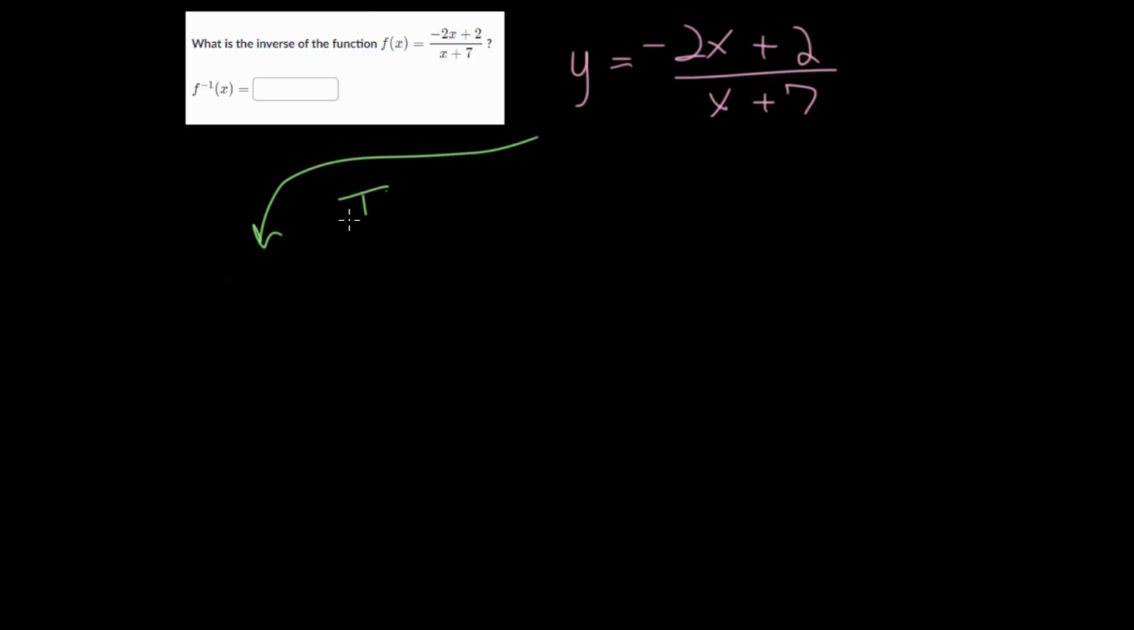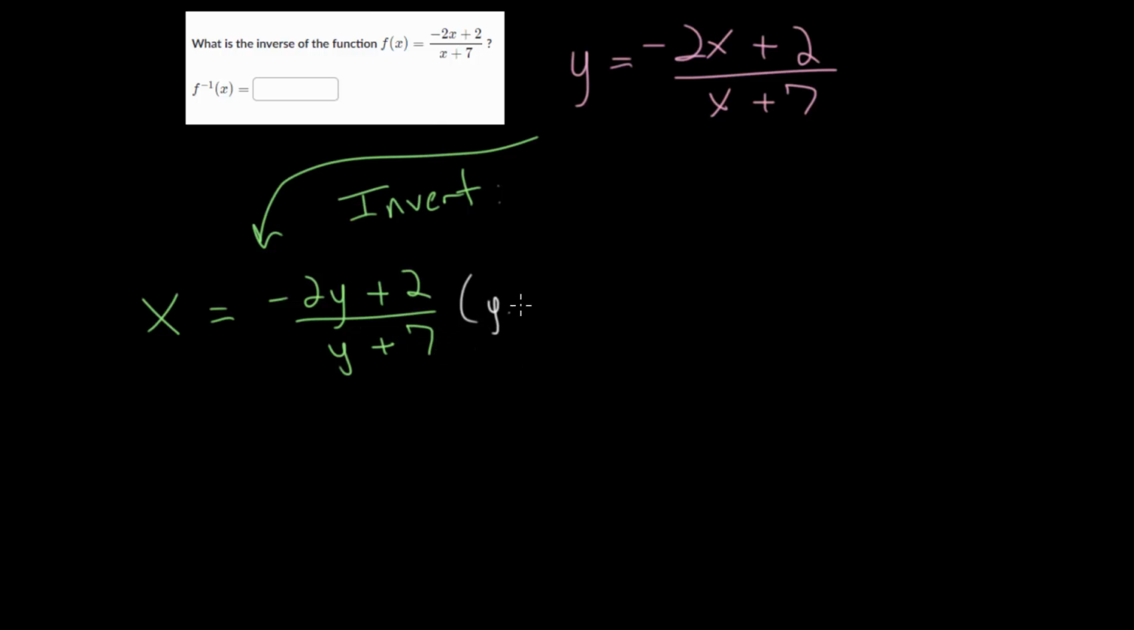So we can say this is our inversion process. We are inverting the function. So we get x is minus 2y plus 2, all divided by y plus 7. And let's solve for y. We're going to multiply each side of this equation by y plus 7 to cancel out that denominator so that we can get y in the numerator.